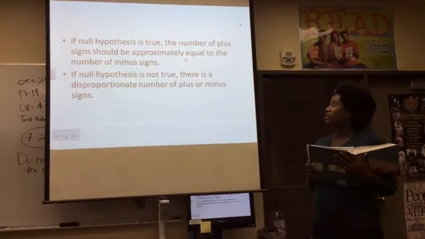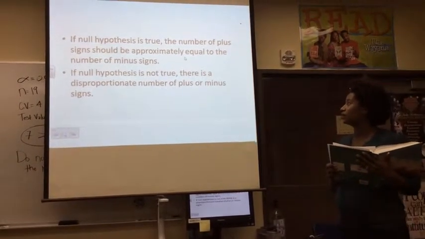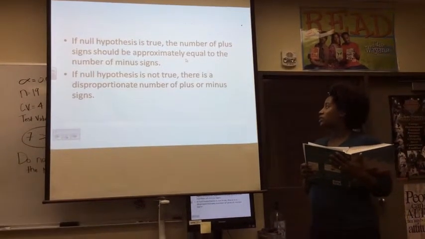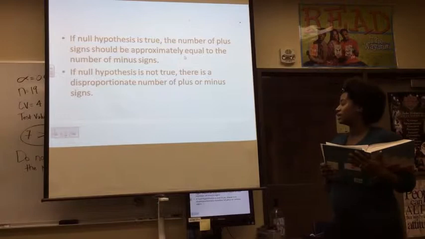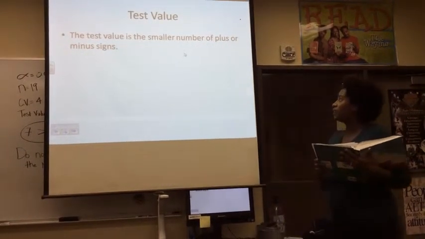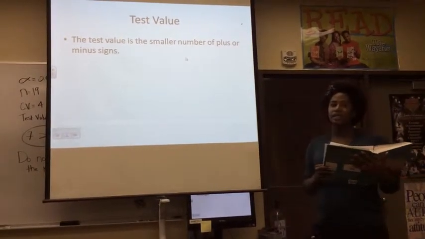If the null hypothesis is true, the number of plus signs should be approximately equal to the number of minus signs. If the null hypothesis is not true, there is a disproportionate number of plus or minus signs. The test value is the smaller number of plus or minus signs.